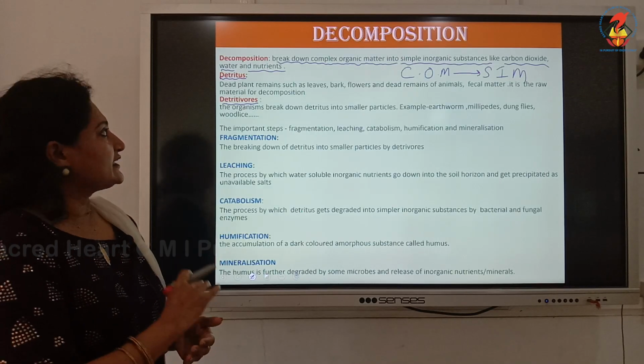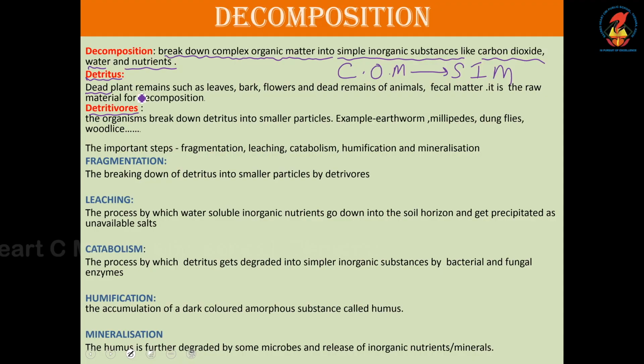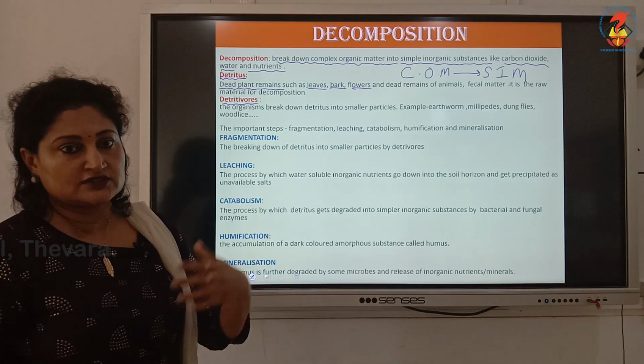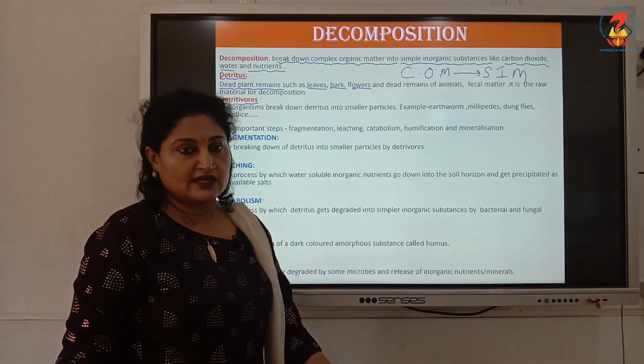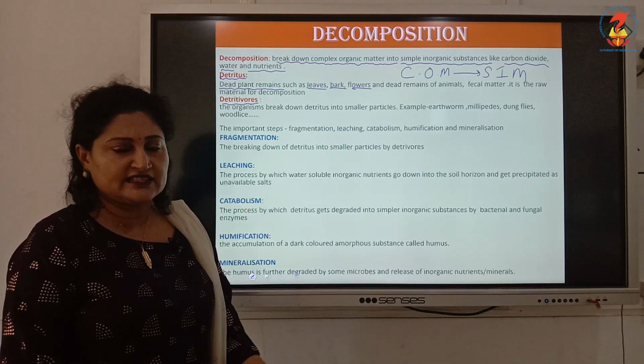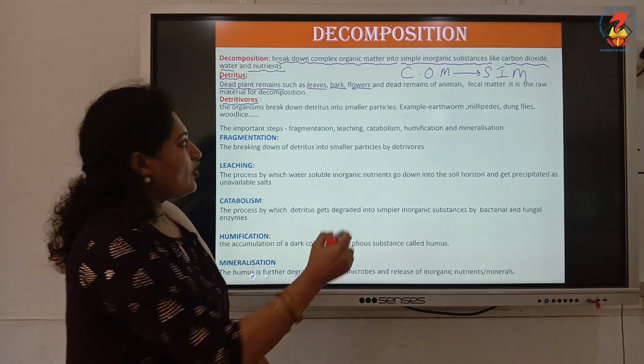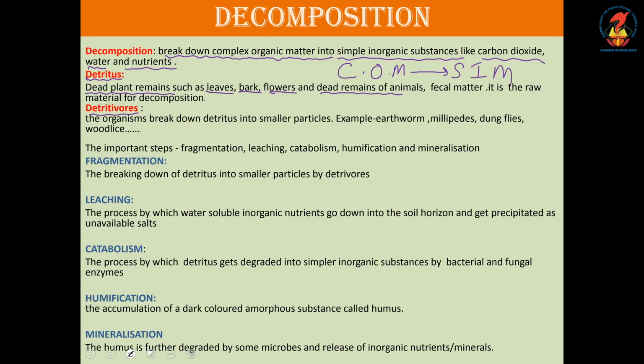So, what is detritus? The dead plant remains such as leaves, bark, flowers, etc. So, whatever falls or detaches from the plant and falls down, like the green foliage, anything from the plant, or the dead remains from animals or even the fecal matter constitute detritus. They form the raw material for decomposition.